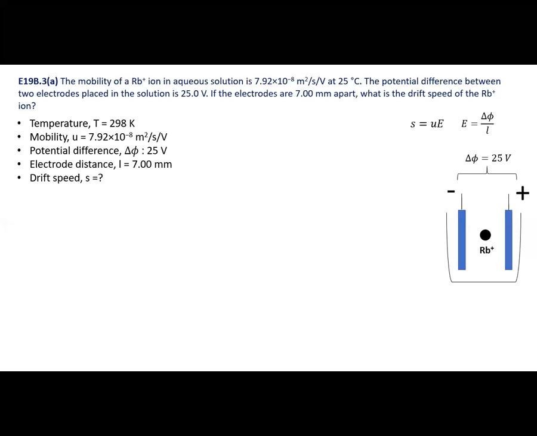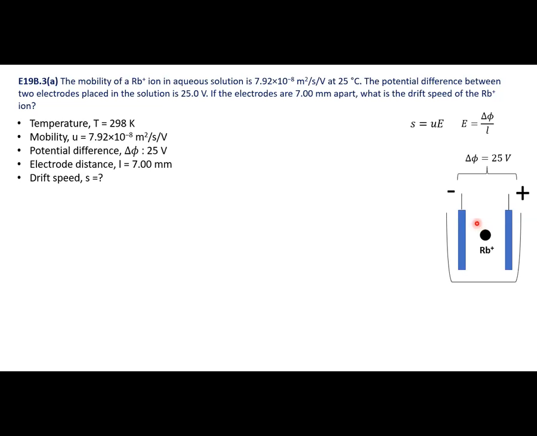The next problem. The mobility of a rubidium ion, Rb+, in an aqueous solution is 7.92 times 10 power negative 8 meters squared per second per volt at 25 degrees Celsius. The potential difference between two electrodes placed in a solution is 25 volts. So imagine there are two electrodes in the rubidium Rb+ solution, which have a potential of 25 volts across the electrodes, and the electrodes are 7 millimeters apart. So what is the drift speed of the rubidium ion?